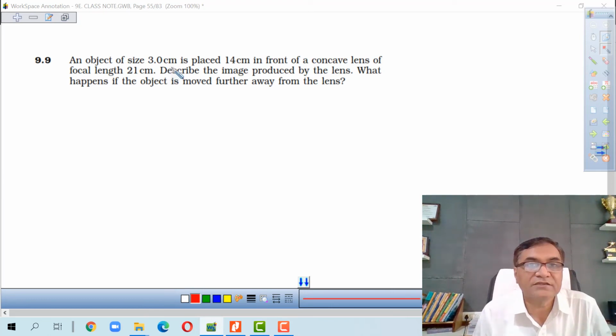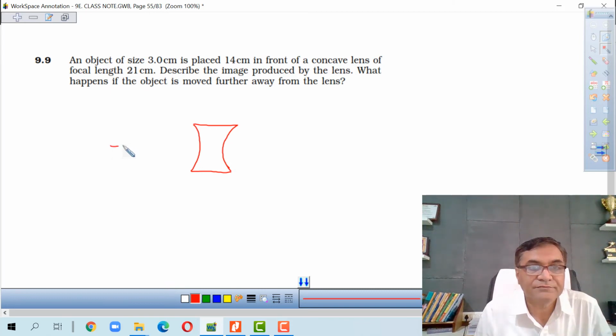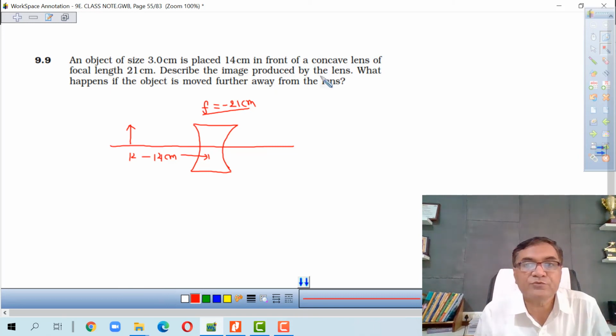An object of size 3 cm is placed 14 cm in front of concave lens. So we have a concave lens. Okay. 3 cm is the size. So this is 3 cm in size. 14 cm. This is 14 cm. And focal length of this lens is -21 centimeter because it is a concave. Describe the image produced by the lens.